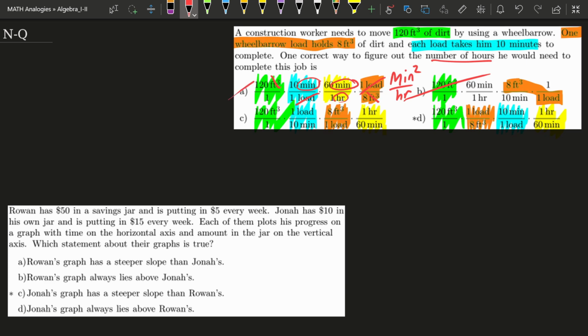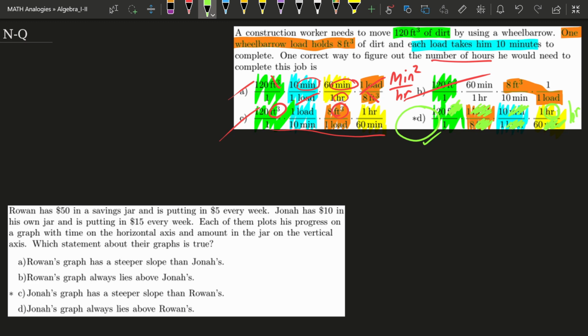Thus eliminating choice A. For choice C, what we find is we would have feet cubed times feet cubed, and there's no way to cancel out that feet cubed on the bottom, so we're going to want to get rid of choice C. However, for choice D, the feet cubed gets rid of the feet cubed on the bottom. We have the load getting rid of the load. We have minutes getting rid of minutes. And so what we have after all these multiplications is the unit of hour. That's exactly what we're trying to find, the number of hours, making choice D indeed correct.